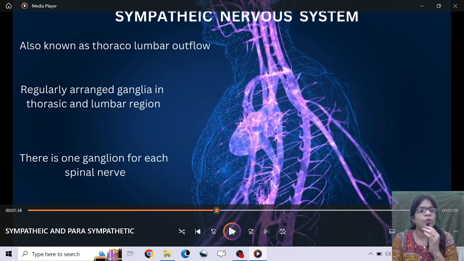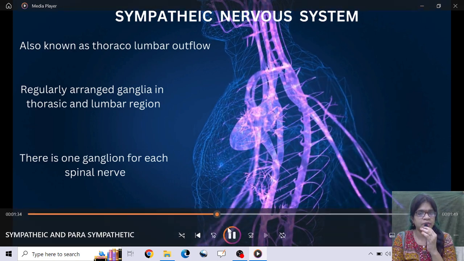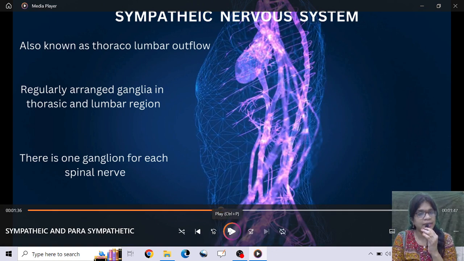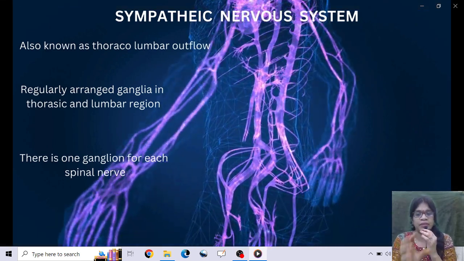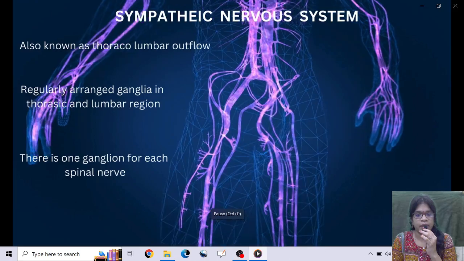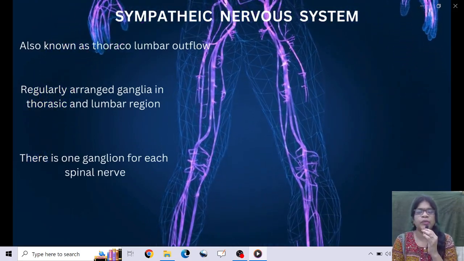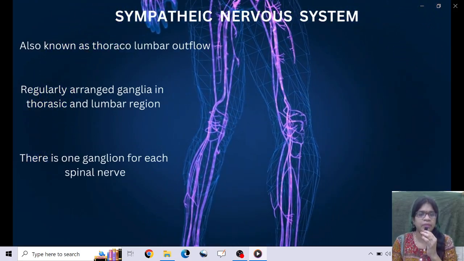Please note it. Okay, so the sympathetic nervous system is also known as thoracolumbar, with regularly arranged ganglia in the thoracic and lumbar region. As I told you, there is one ganglion on each spinal nerve. This please remember. Okay, you have only one ganglion for each spinal nerve that arises from the spinal cord. Okay, now I will show you the picture that I have taken from a book. If you are not quite understanding, please let me know in the comments. I will give you a better picture.